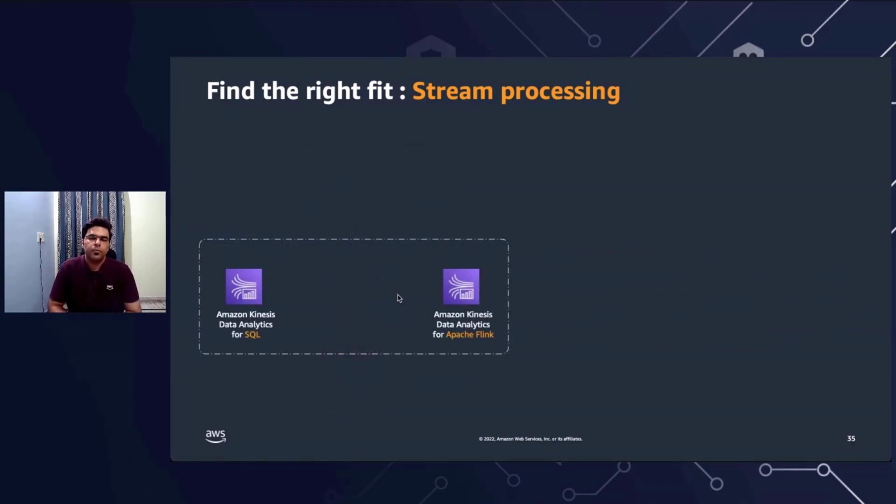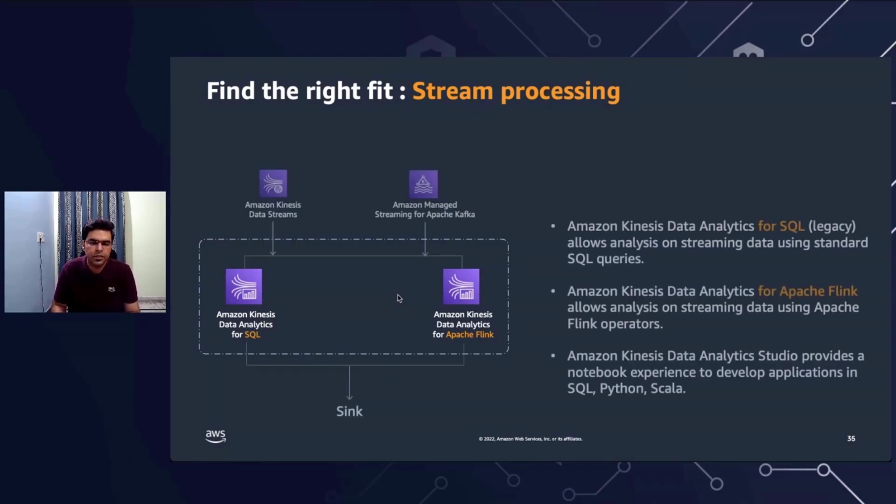Another type of processing is Kinesis Data Analytics. From AWS, we have two different flavors of the Kinesis Data Analytics application. One is for SQL, the other is for Apache Flink. For SQL, it's a legacy application that is still available for users who are already using this application, which allowed streaming data to be queried via SQL queries.